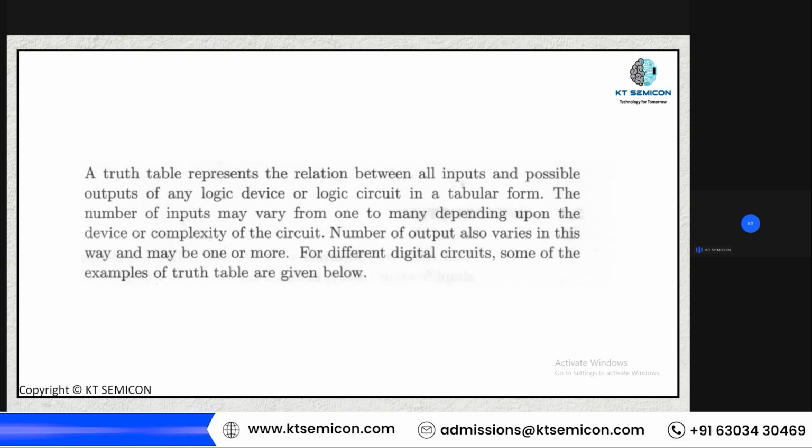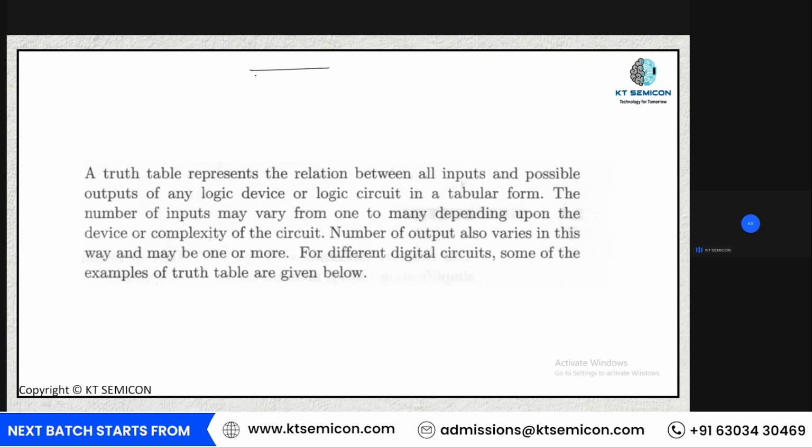After this we have something known as a truth table. What do you mean by truth table? Basically, a truth table is a relationship between the inputs and possible outputs of a logic device, in tabular form. The number of inputs may vary from one to many depending upon the device or complexity of the circuit.